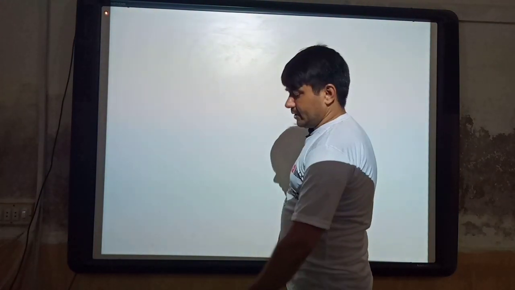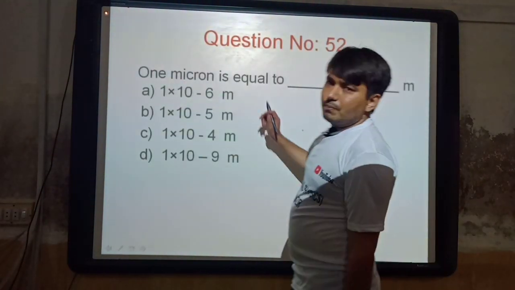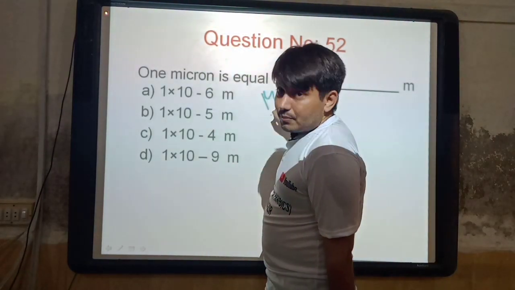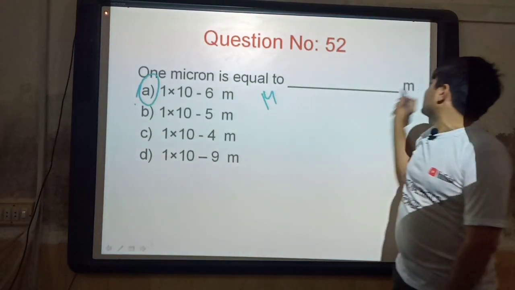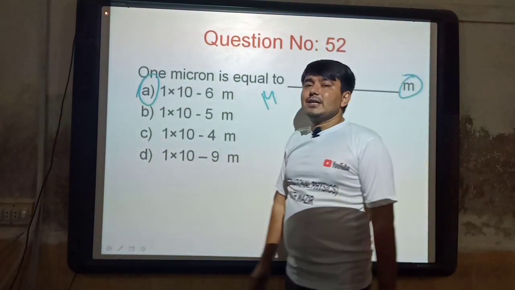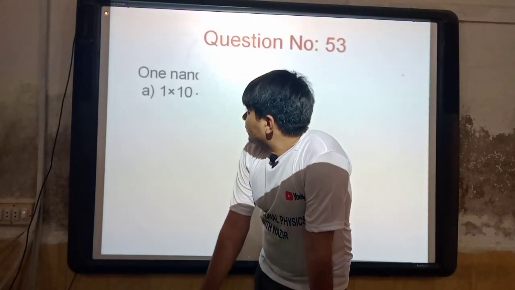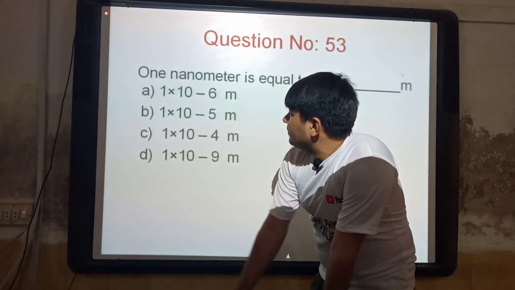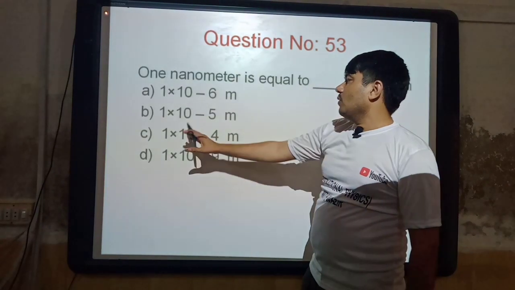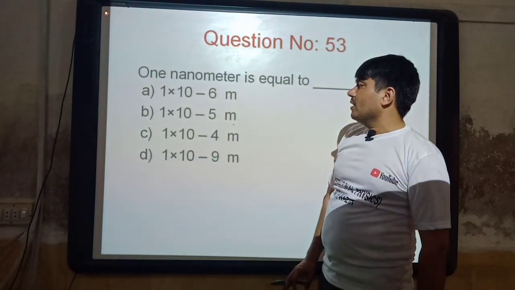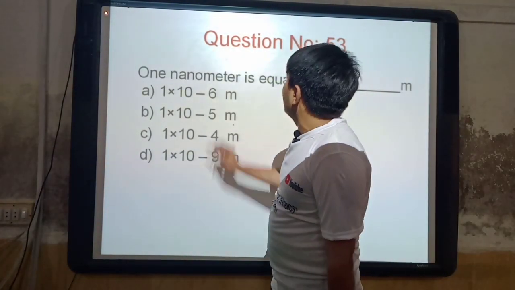1 micron is equal to 1 micrometer. 1 micron is equal to 1 into 10 to the power minus 6 meter. Another question, 1 nanometer is equal to 1 into 10 to the power minus 9.